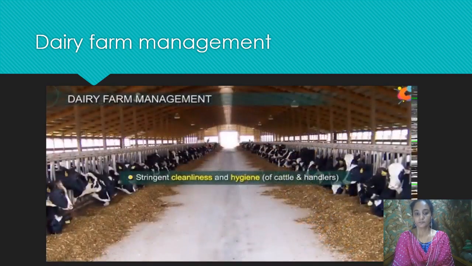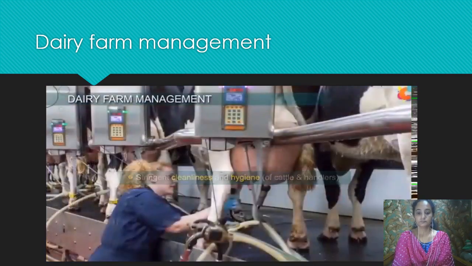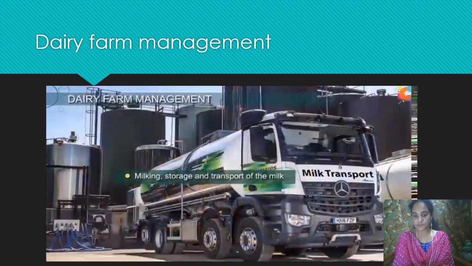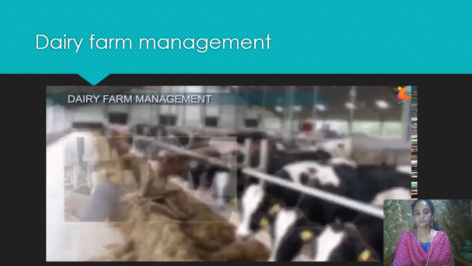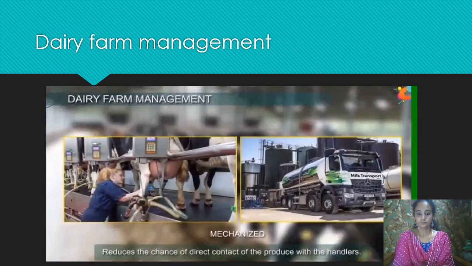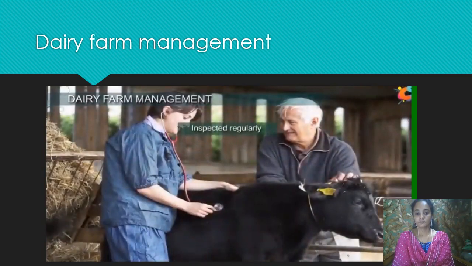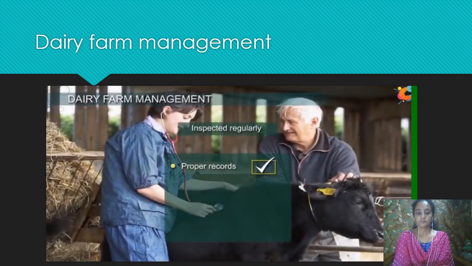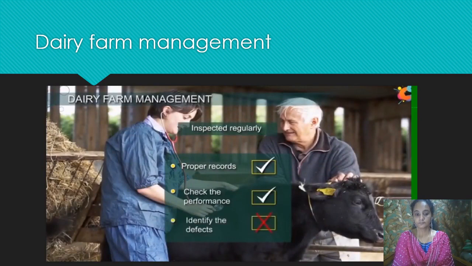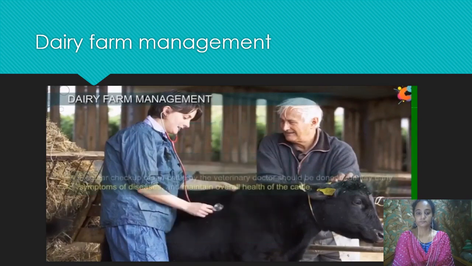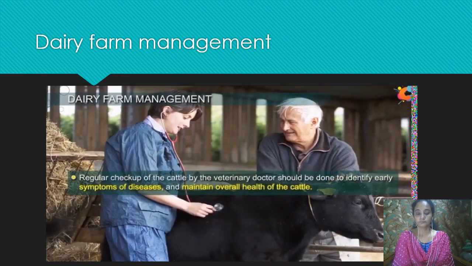Stringent cleanliness and hygiene of cattle and handlers should be maintained while milking, storage, and transport of the milk. Nowadays, these processes have been mechanized, which reduces the chance of direct contact of the produce with the handlers. However, machineries have to be inspected regularly and proper records have to be maintained to check the performance and identify the defects. Regular checkup of the cattle by the veterinary doctor should be done to identify early symptoms of diseases and maintain overall health of the cattle.